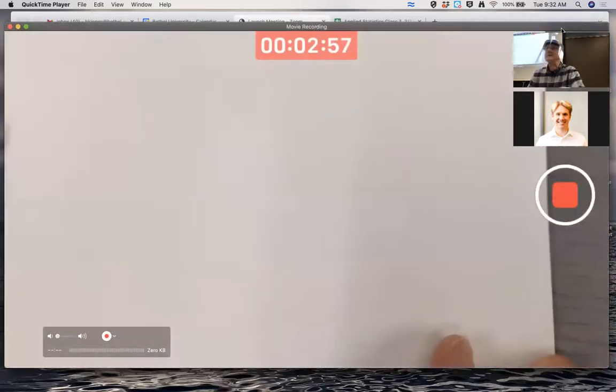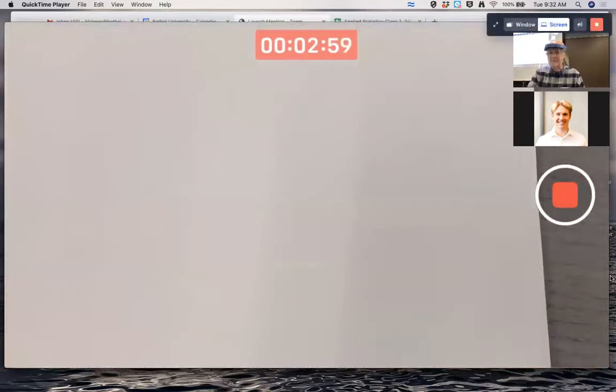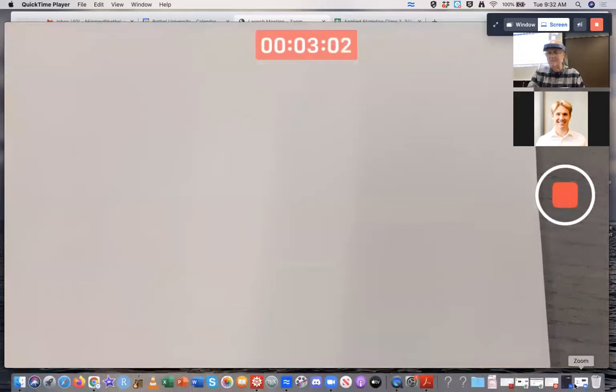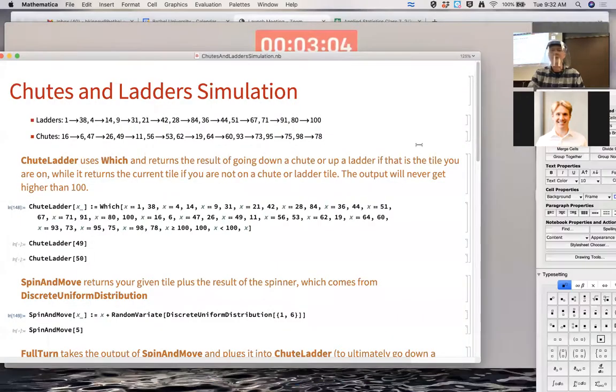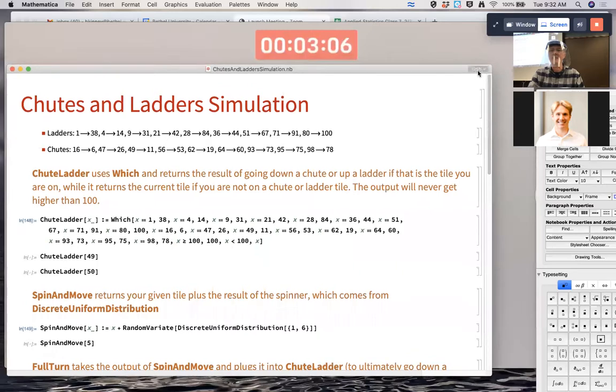So we'll ground this in the context of an example, and the example will be the Chutes and Ladders example. So we did the Chutes and Ladders simulation the other day, last week.